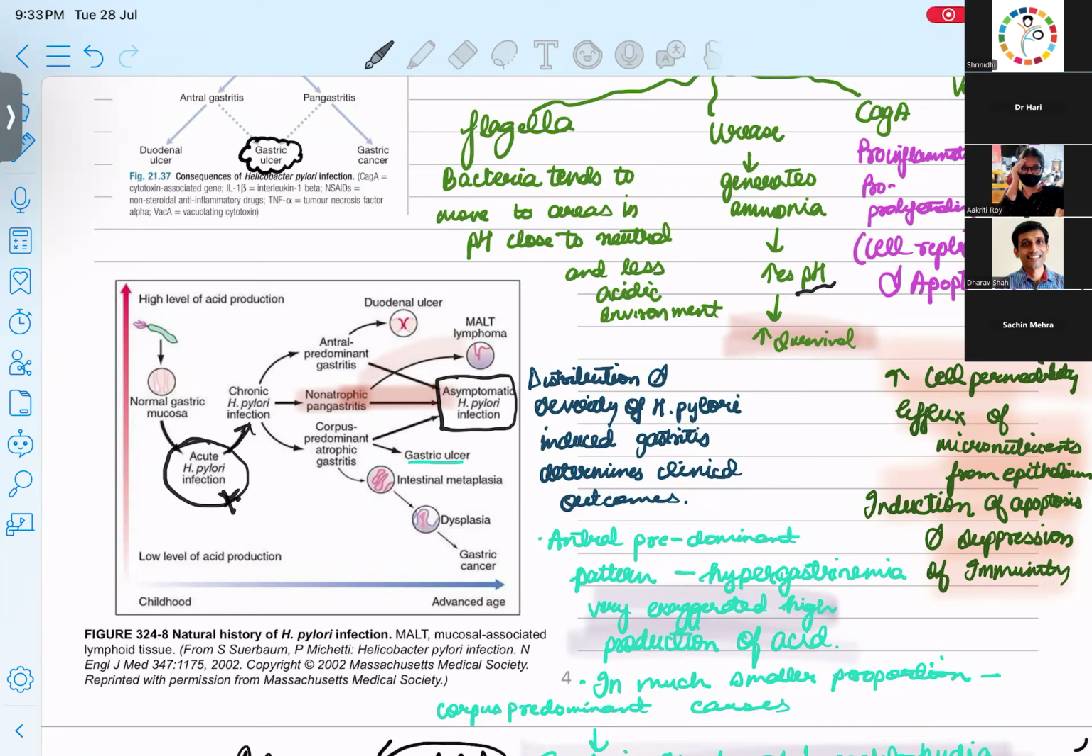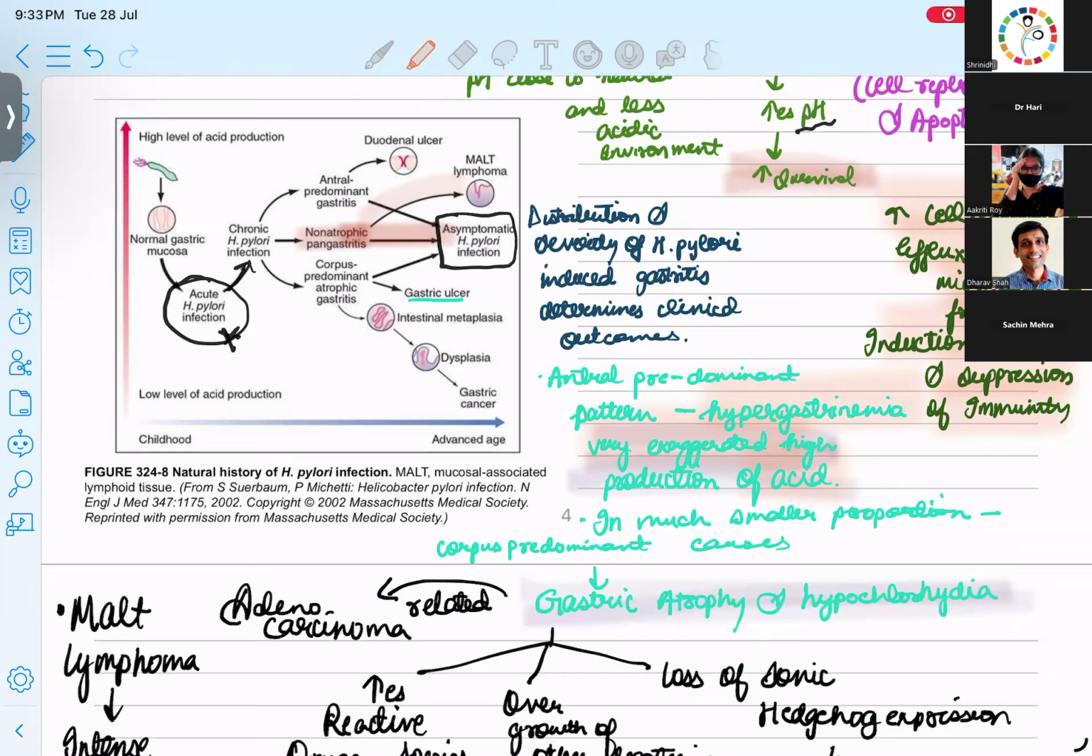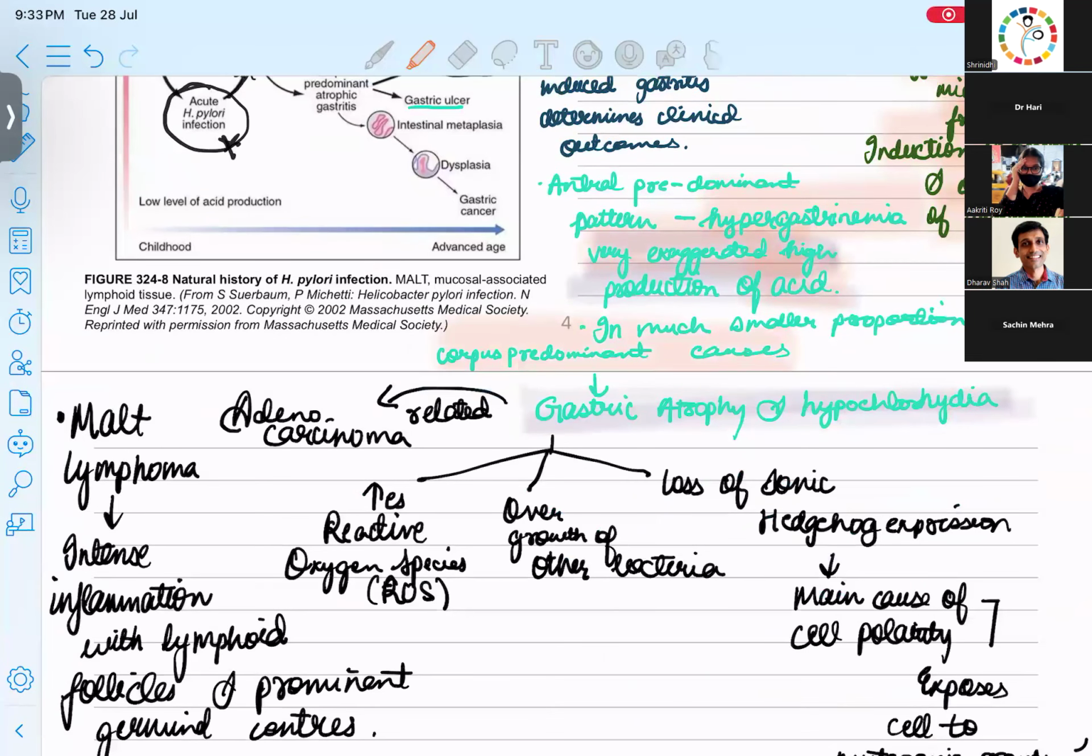Coming to antral predominant gastritis, this pattern causes hypergastrinemia. So, there is a very exaggerated, high production of acid. This is seen in a smaller proportion. Major patients have non-atrophic pangastritis, which causes asymptomatic H. pylori infection, and mild lymphoma will be seen in just a minute. In a much smaller proportion, patients have corpus predominant causes, which cause gastric atrophy and hypochlorhydria.